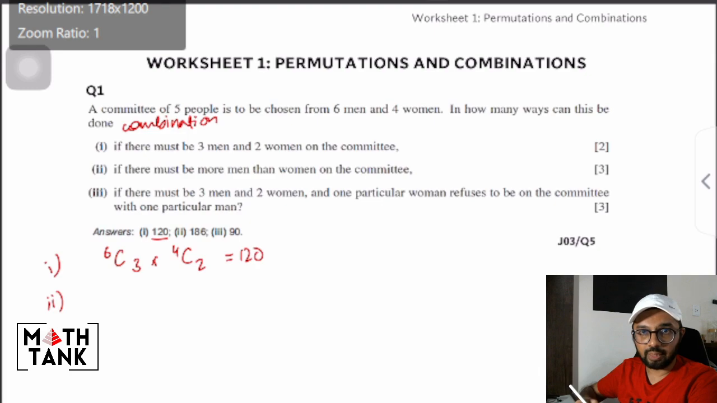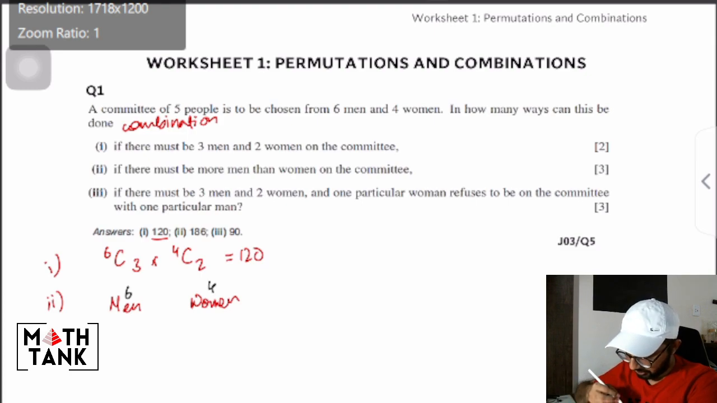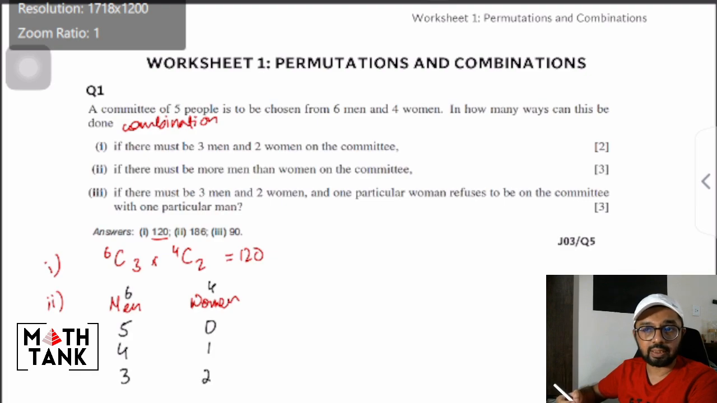For the next part, I will have to construct a table of cases where I can figure out the different cases that might be there. So I'm going to write men, women. I have a habit of writing the totals up here on top. Then I'm going to write down the cases. If there must be more men than women on the committee, and I'm choosing 5 people, I'll start with the greatest number. 5 men and 0 women. Then 4 men and 1 woman. Then 3 men and 2 women, and that's all the cases I have for this particular question. I'm going to calculate the combinations for each of them.